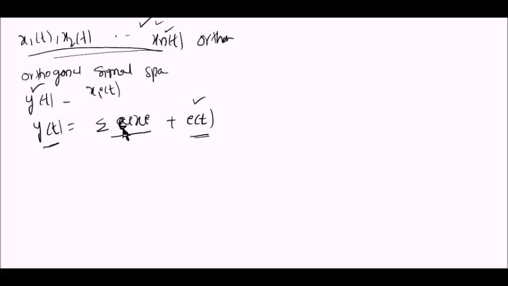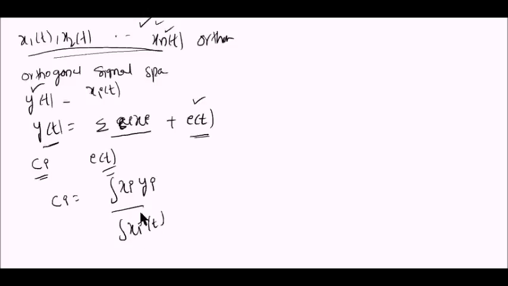This will be equal to ci. Now our aim is to find the value of ci in such a way as to minimize the error function e of t. So we have to use the same concept. If we solve similarly, we will get the value of ci equal to integral xi yi divided by integral xi of t whole square. We will get the same kind of equation for the n-dimensional case also. This you can find in any of the books. It is very similar to what we derived for two signals.